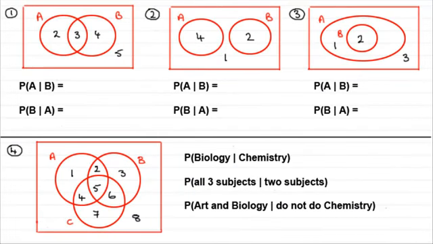Hi. Now in this tutorial what I want to show you is how we can work out conditional probability from Venn diagrams. Conditional probability is where we have the probability of something, say A, given, that's that vertical line, another outcome, B say. So probability A given B, or probability of B given A, and so on.